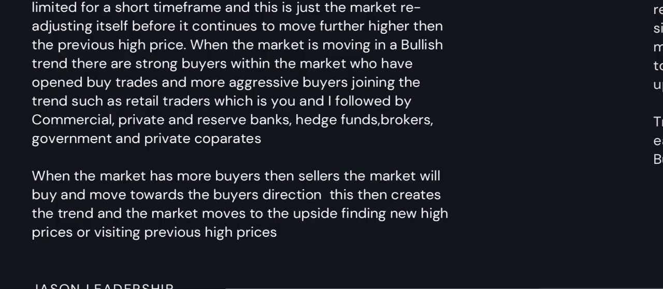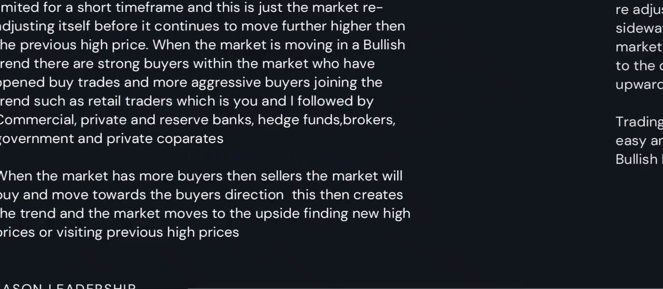When the market has more buyers than sellers, if 80% of the market is buying and 20% is selling, obviously it will tip the scale. The buyers will impact the direction of the market and the prices will start moving towards the buyer's direction, which then creates an uptrend and the market prices will start moving to the upside, finding new higher prices or visiting previous high prices before it creates newer higher prices.